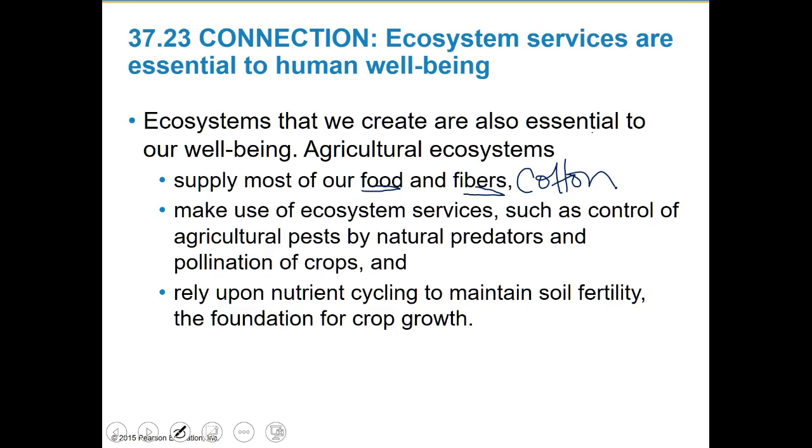She's really struggling. So agricultural ecosystems make use of ecosystem services such as control of agricultural pests by natural predators and pollination of crops. They rely on nutrient cycling to maintain soil fertility, the foundation for crop growth.